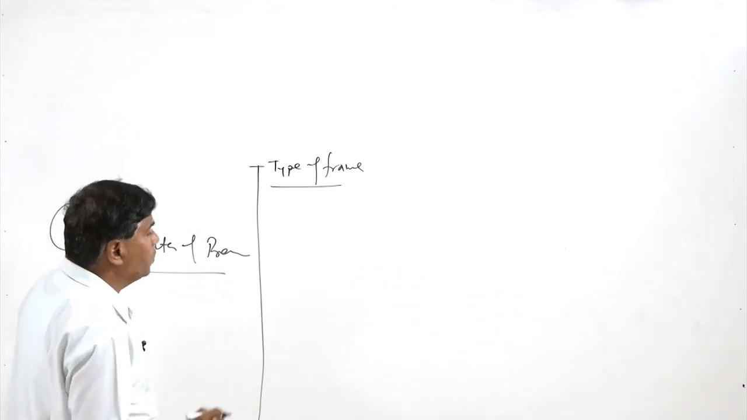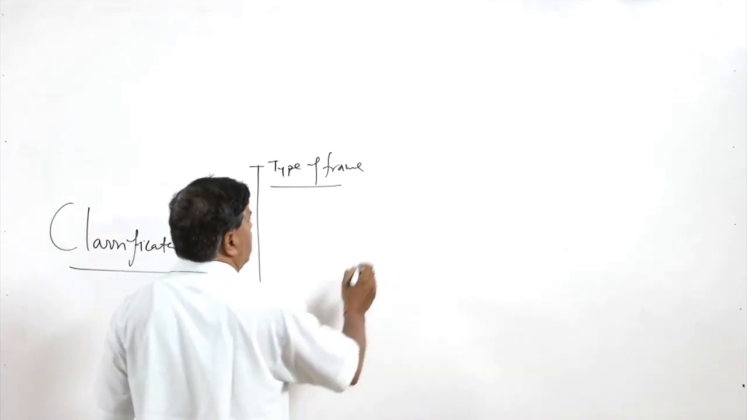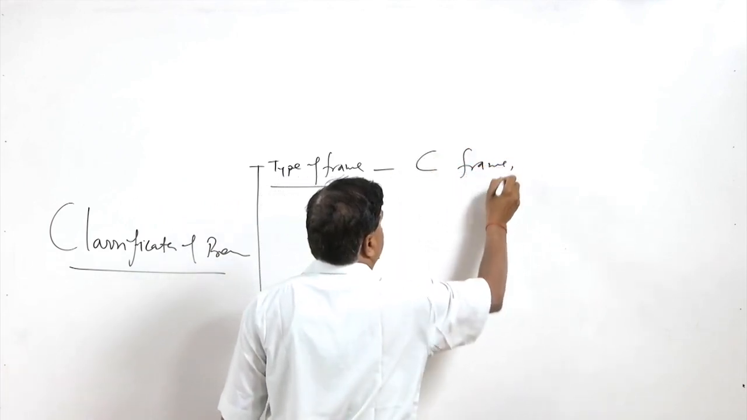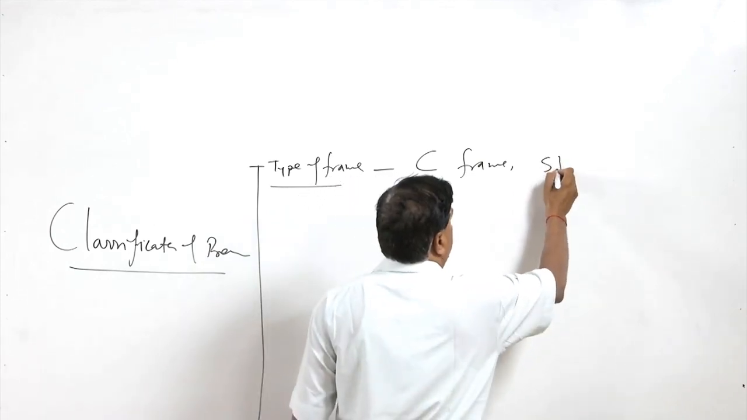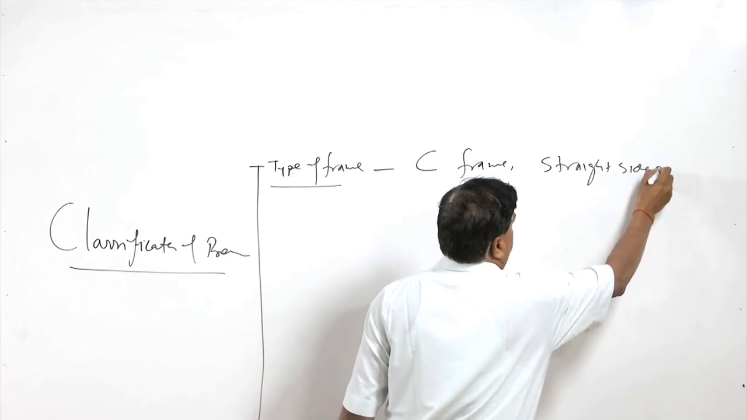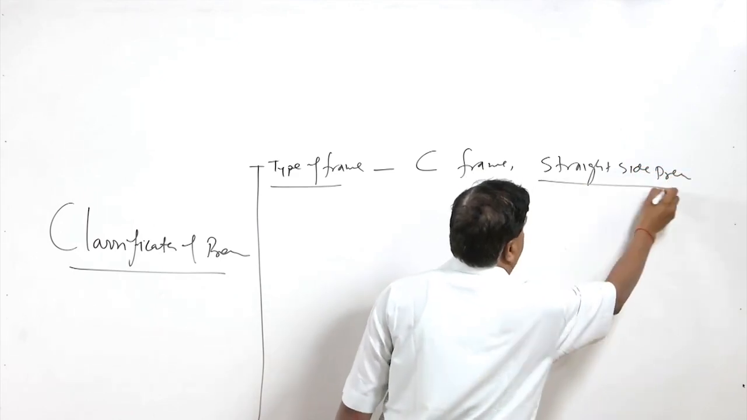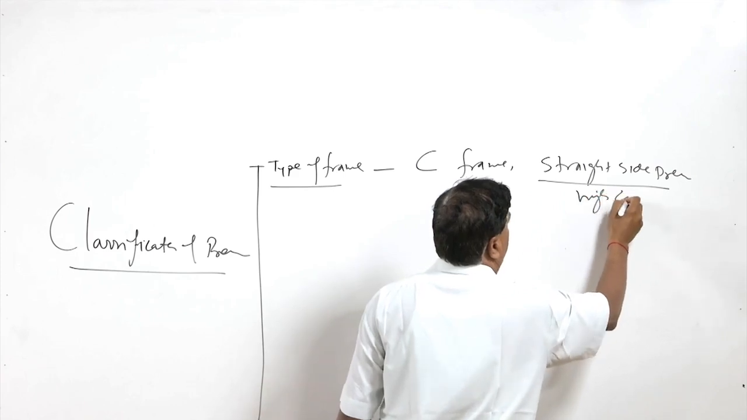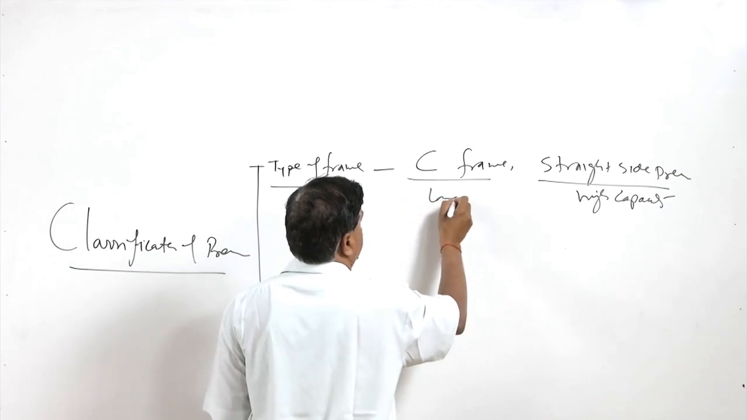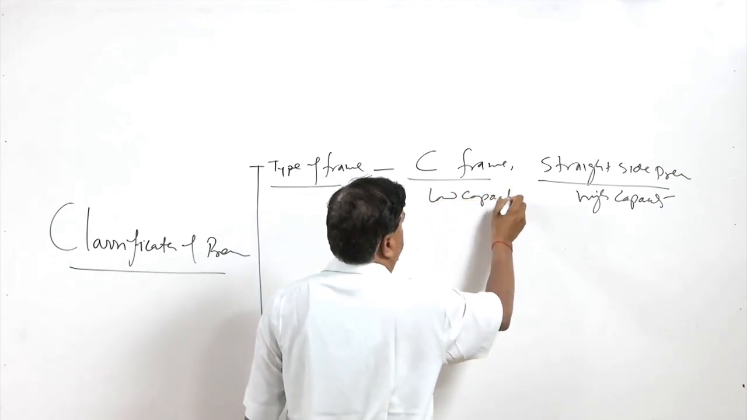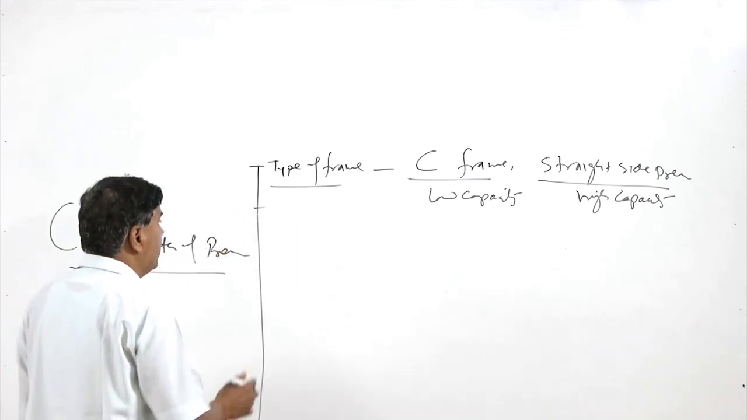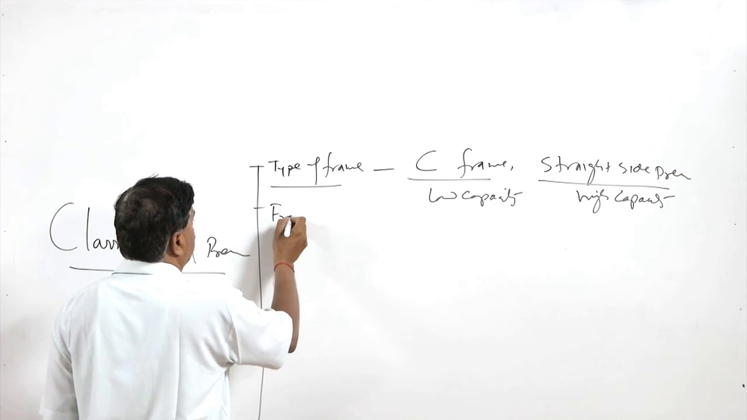Then there are two types of frames which are normally used. One is called the C frame press and another is the straight side press. A straight side press is used for high capacity, and C frame presses are used for somewhat lower capacity. Then another factor is the frame position.